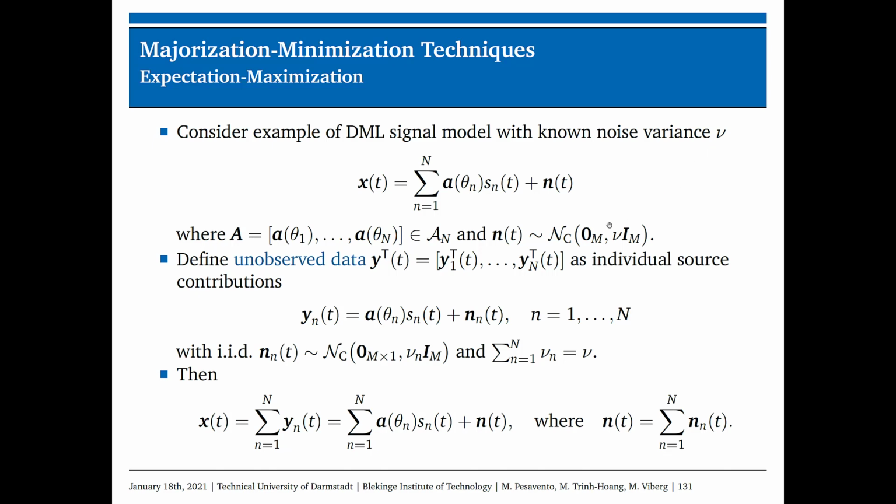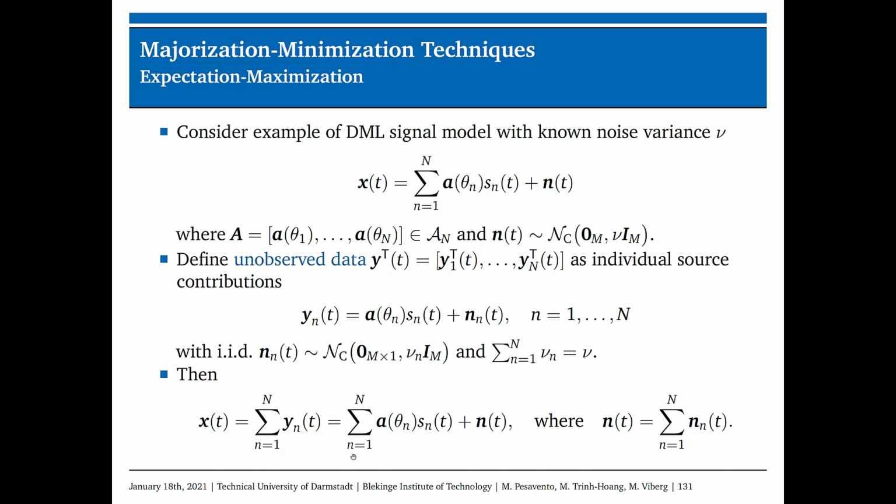In this example, it is convenient to define the unobserved data as the signal contributions of the individual sources that we add up in the observed data. So we define a vector yn as the product of the nth steering vector A of theta n multiplied with the nth waveform Sn, and where we also add nn of t, which is modeling the contribution of the noise. The contributions of all sources are then concatenated in the vector y. These individual signal contributions cannot be observed directly, and only their mixture, that is the superposition, is observed.